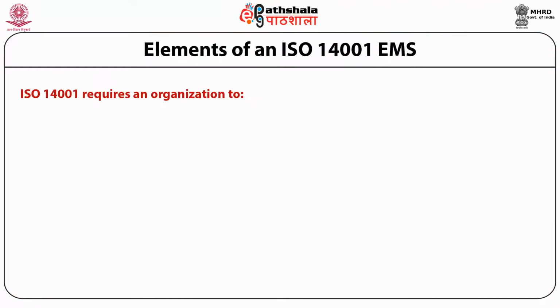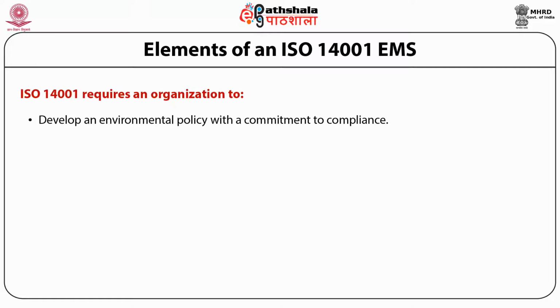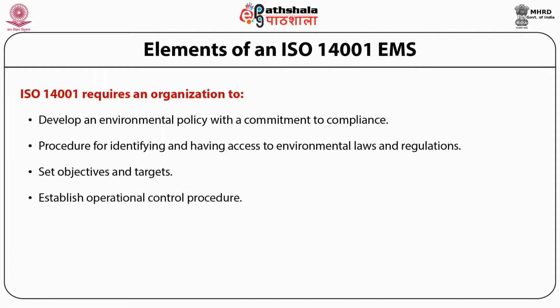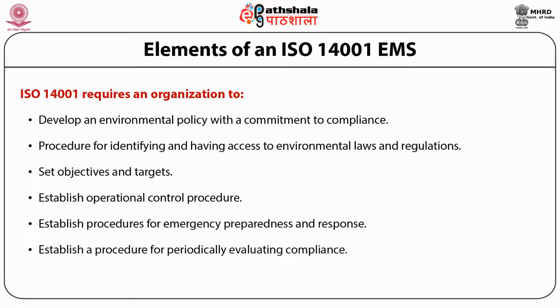ISO 14001 requires an organization to develop an environmental policy with a commitment to compliance, have a procedure for identifying and having access to environmental laws and regulations, set objectives and targets that are in line with its environmental policy, which includes a commitment to compliance, then establish operational control procedures and procedures for emergency preparedness and response, and establish a procedure for periodically evaluating compliance.